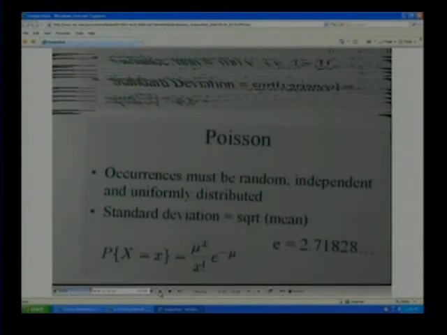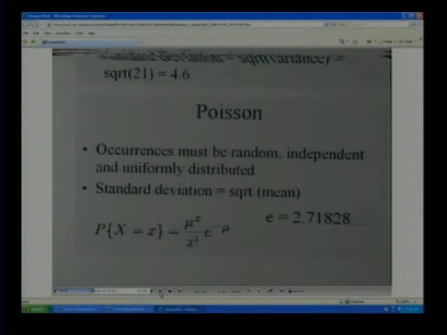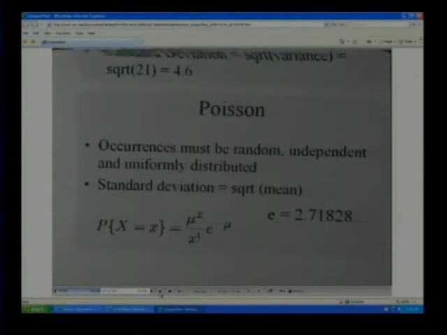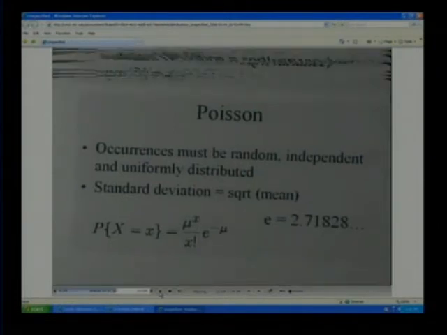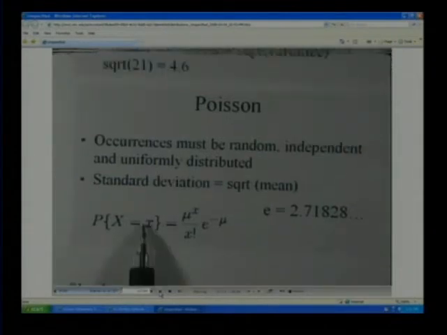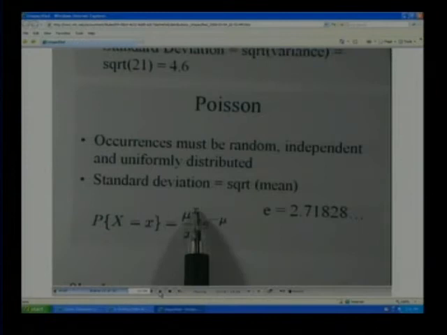Okay? With the Poisson, the occurrences must be random, independent, and uniformly distributed. The standard deviation is going to be the square root of the mean. A little bit different than it was with the binomial, but it's a different distribution, so that's okay. The probability of x occurring is going to be the mean raised to the x divided by x factorial over e to the minus u.